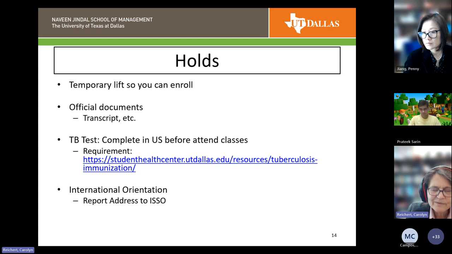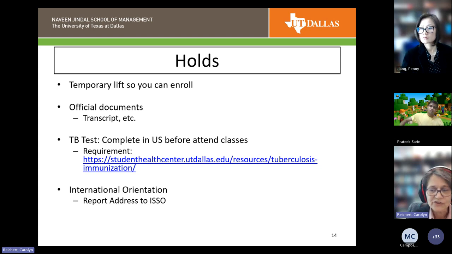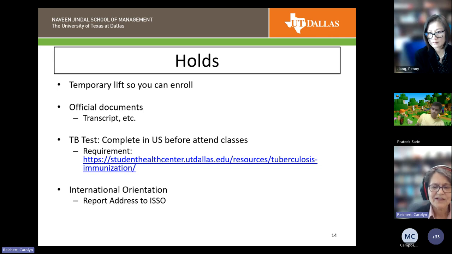Some of the holds are for your documents. You can bring them with you, but you need to make sure you get those documents settled. Some are for TB tests. Those are typically done in the US. International orientation is something that, if you're on a visa, you should do. You need to report information to ISSO. All of those are things you want to think about.